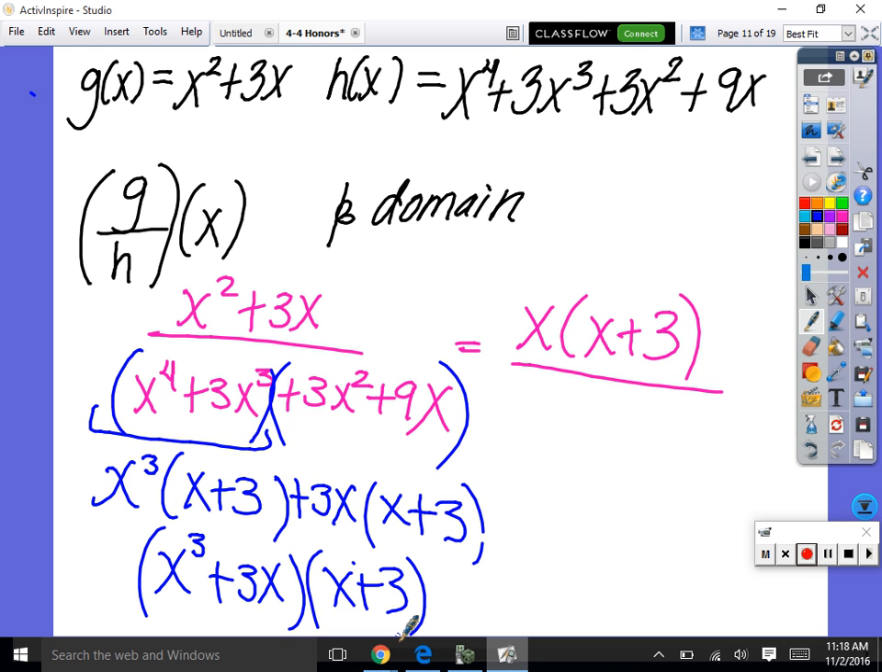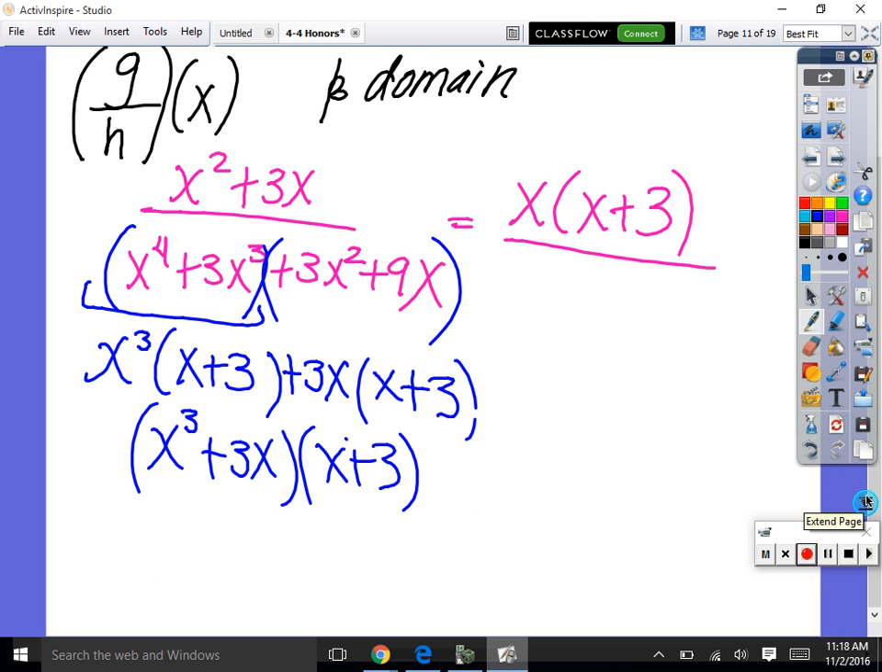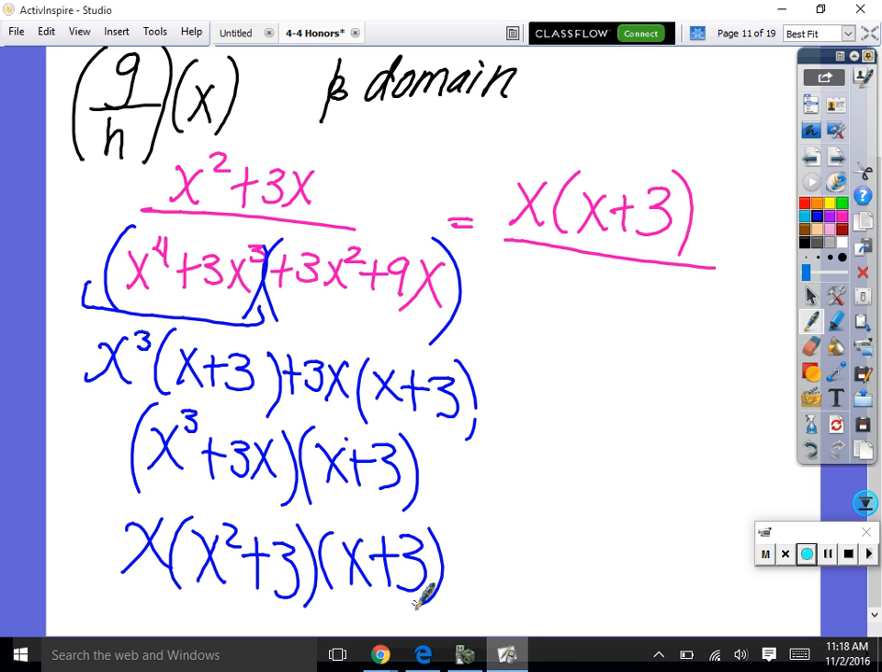Okay, I was loving what I was seeing because then you were realizing that that's not factored completely because we can pull out an x here, right? And left is x squared plus 3. You guys are so awesome, really. And then that's on bottom. Okay, let's write it.